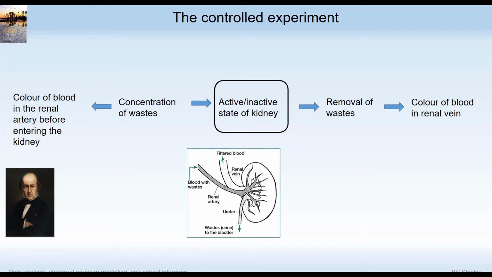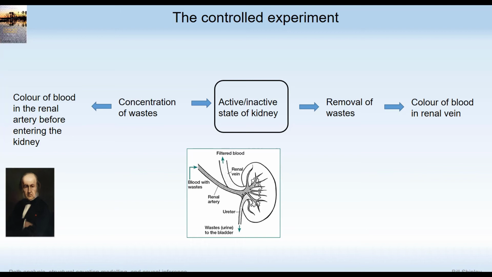And so he hypothesized that the change in the color between the blood entering and leaving the kidney was due to the kidney removing wastes from the blood. So he hypothesized then that the blood entering the kidney through the renal artery has waste in it. When the kidney is active, that is when it's producing urine, it then removes these wastes, which then changes the color of the blood when it exits through the renal vein.